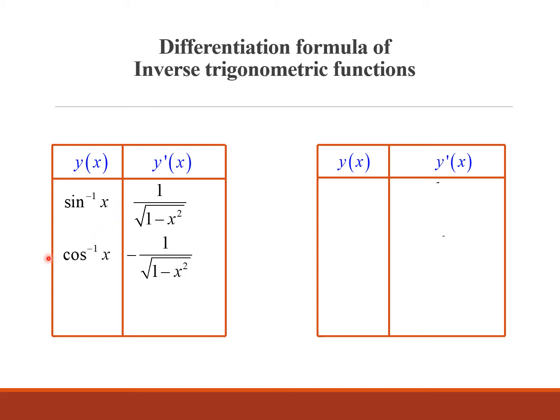And then the derivative of the arccosine of x is equal to the negative of 1 over the square root of 1 minus x squared. So you can see here it's almost the same, but for the derivative of arccosine of x we just add a negative at the front.